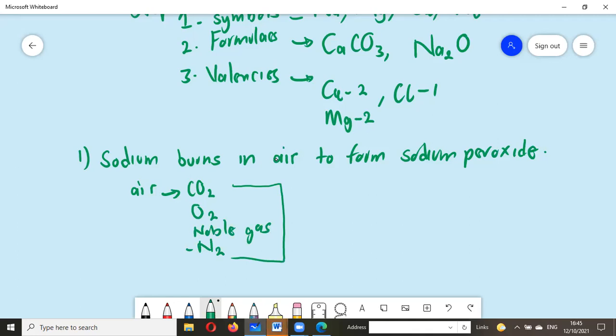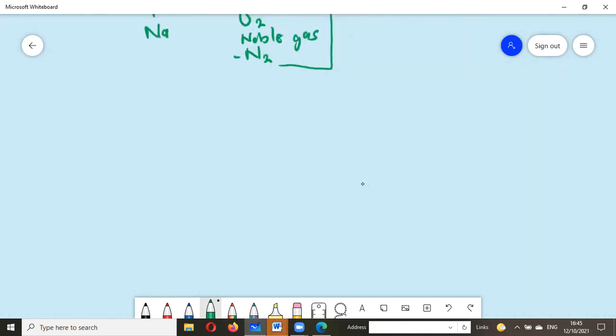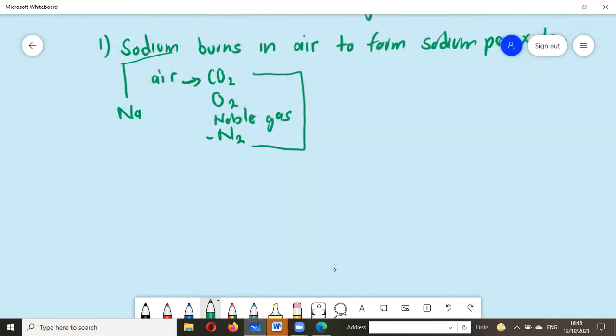But remember, we are using formulas and symbols. That means the symbol of sodium here is what? Na. Now, the other thing we forgot is the state symbols. Sodium has a state symbol of solid, S. State symbols are required. That means if a substance is a solid, we shall say it is S.